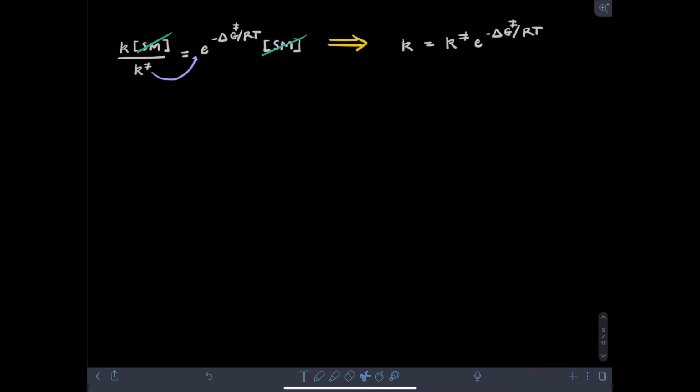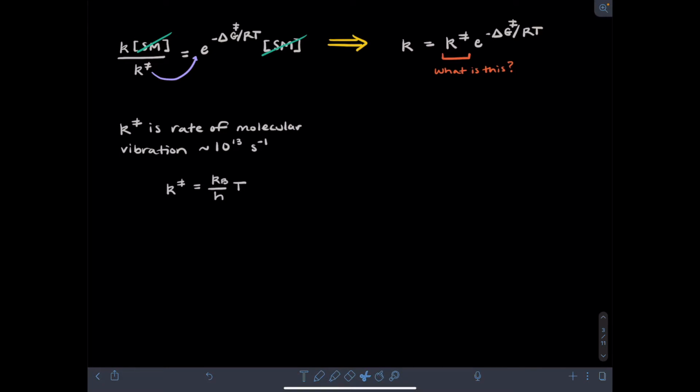Delta G double dagger has to do with our barrier height, but we don't yet know what K double dagger is. This term K double dagger is related to the rate of a molecular vibration, which has a rate of 10 to the 13th per second. Don't ask me about the math here, but this K double dagger term is equal to Kb, the Boltzmann constant, divided by a constant h times the temperature.